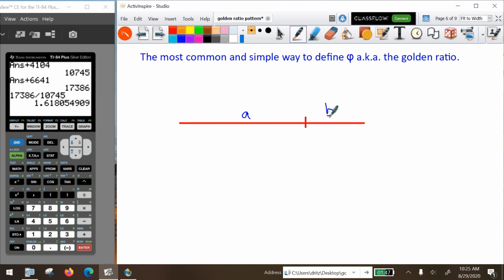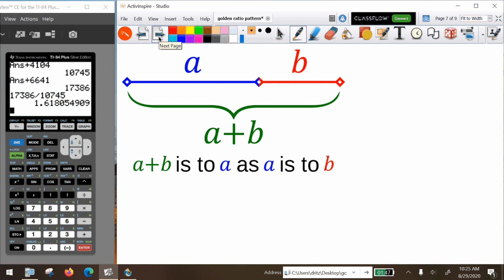So we try to set up this ratio in such a way that the length of the bigger piece to the smaller piece is equivalent to the length of the whole line segment to the bigger piece. And this is usually read as A plus B is to A as A is to B. If we can set it up this way, this is called the golden ratio. A plus B is to A as A is to B.